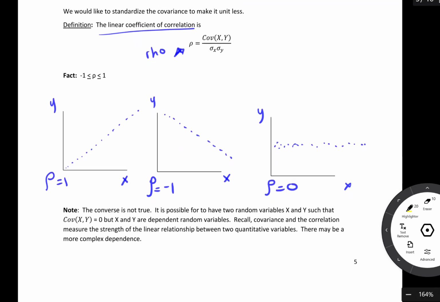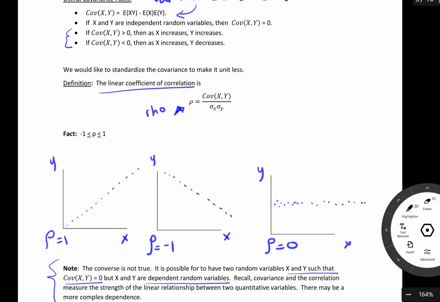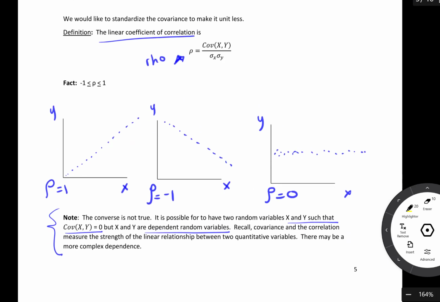Now, one thing to note here is the converse is not true. It is possible to have two random variables x and y such that the covariance is equal to 0, but x and y are dependent random variables. This is really what we're talking about in this note, the idea with independence. This goes back to the previous comment up here: if they're independent, the covariance is equal to 0, but it is possible to have 0 covariance and the random variables be dependent.